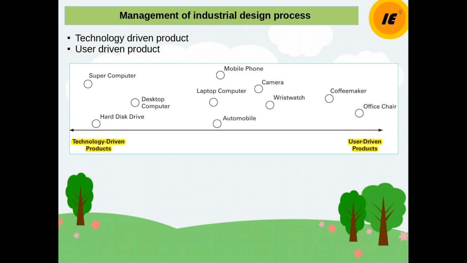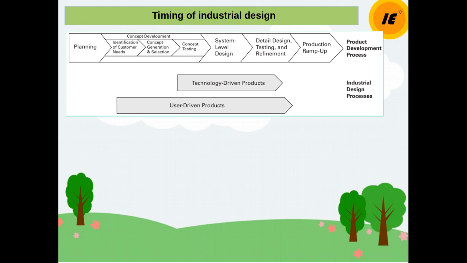So yeah, the last topic that we'll discuss is the timing of the industrial design, when it will start in the whole product development process. Typically, industrial design is incorporated into the product development process during the later phases of a technology driven product and throughout the entire product development process for a user driven product.